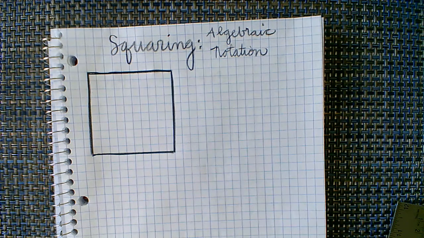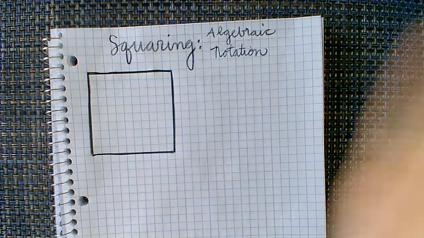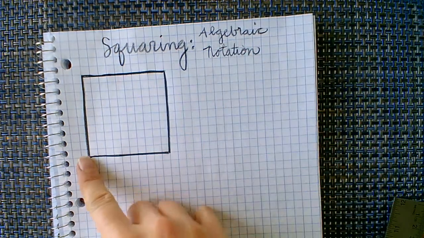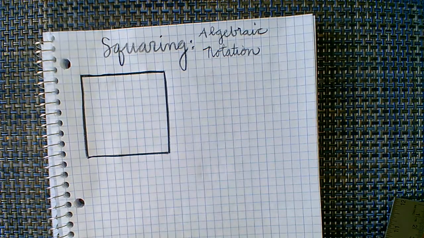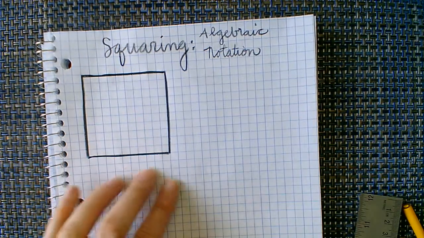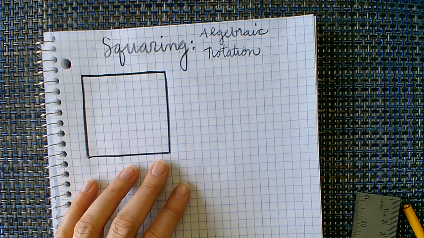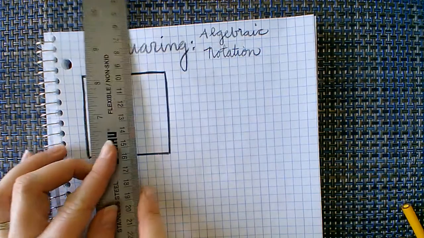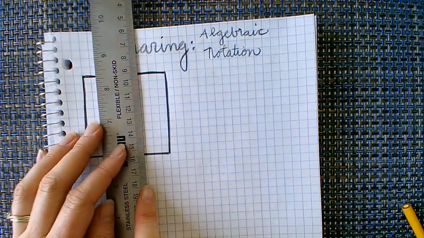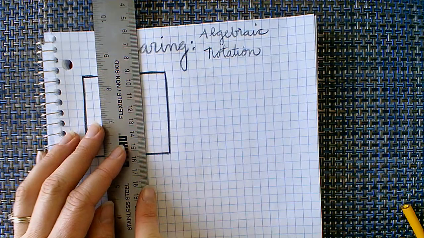The next thing we can do with squaring is algebraic notation. Now, algebraic notation is when we use letters in the place of numbers. So let's look at this square right here. Simple standard square. I'm going to break it up into a binomial.